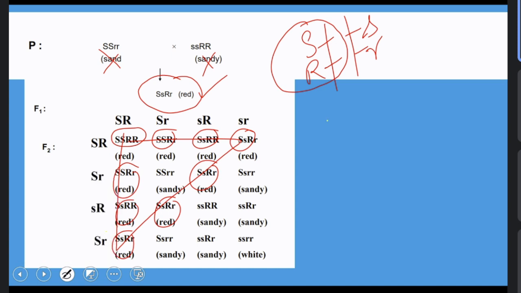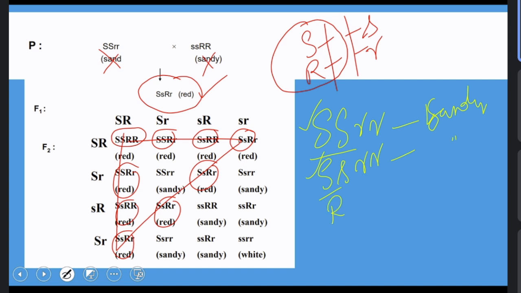For sandy to appear, this should be the combination. Capital S, that means one locus should be dominant, the other locus should be recessive. This results in sandy variety. The first locus can be homozygous or it can be heterozygous. Capital S, smaller, smaller. In that case also it is sandy.